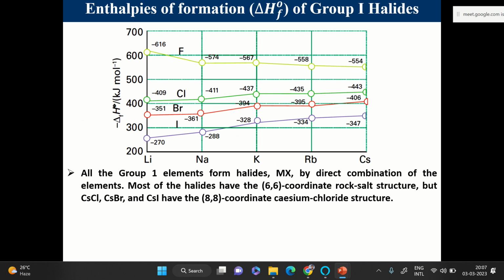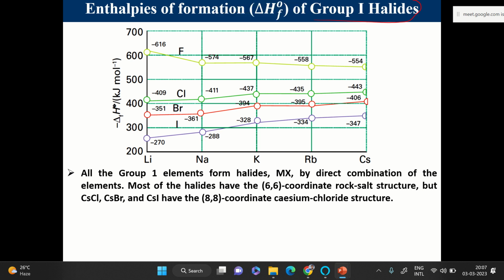So that was the description of solubility and the conductivity of ions in solution. Now, in the same group we are going to discuss the enthalpy of formation for group 1 halides.